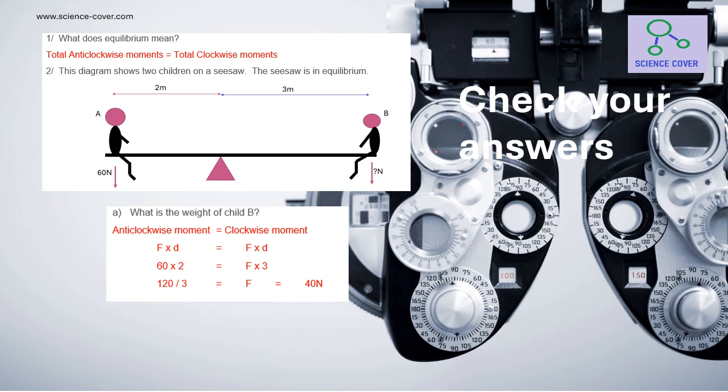So the anticlockwise moment must be equal to the clockwise moment. So this means that 60 multiplied by 2 must equal 3 times F. So 120 divided by 3 equals F. And this gives us 40 newtons.